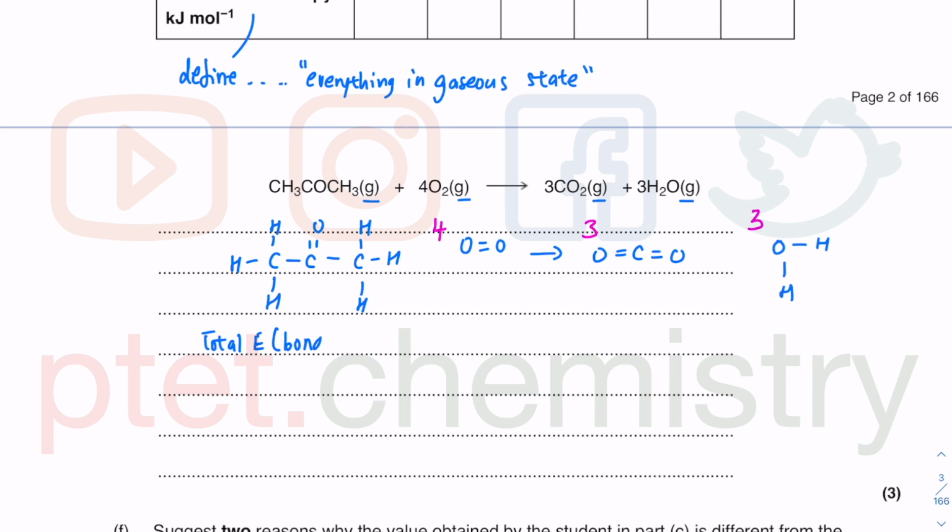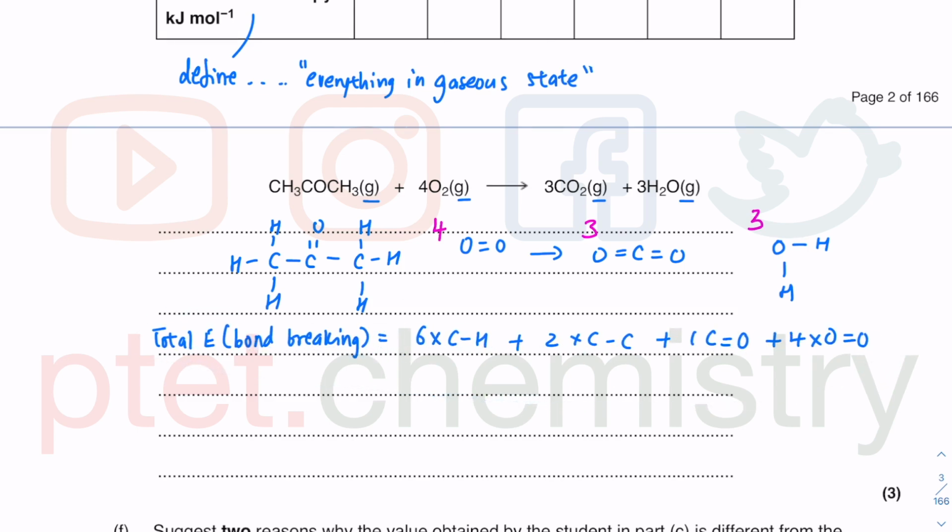So for bond breaking, what are our bonds to break? We have CH3, we have CH, 1, 2, 3, 4, 5, 6. So 6 times CH plus CC and CC, so 2 times C-C. We also have 1 times C double bond O. Hang on, 1 times C double bond O. And we got 4 times oxygen double covalent bond there.